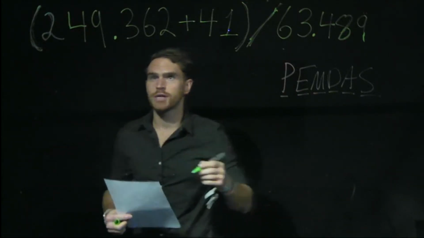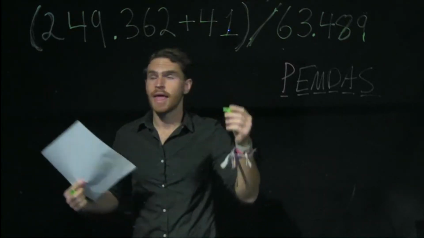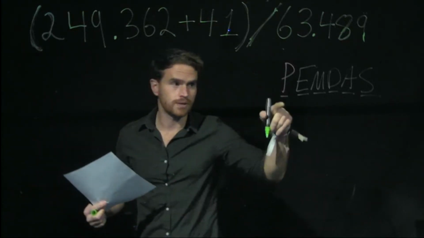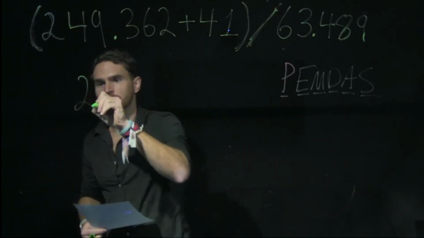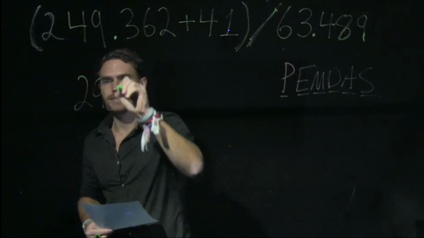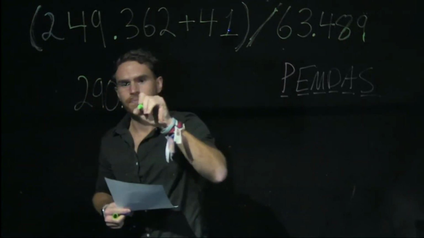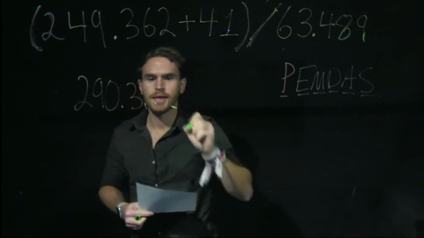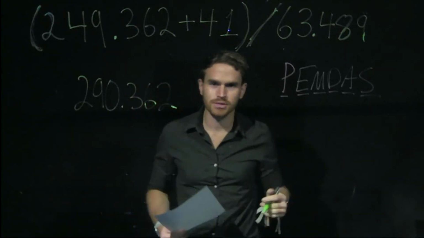So in 249.362, we have 6 significant digits. And we're going to add that to 41 first because it's contained within parentheses. And when we perform that calculation, you get a value of 290.362. Now, we need to figure out how many of these new figures are actually significant.